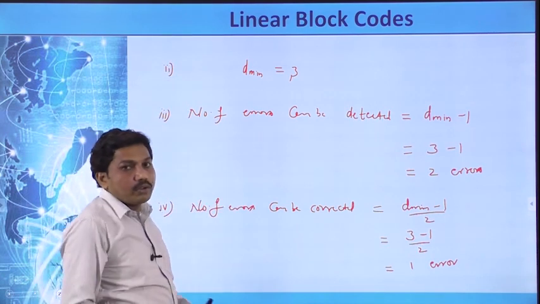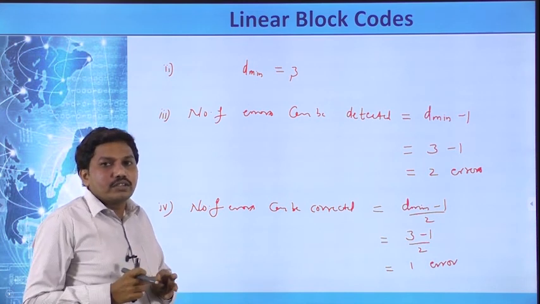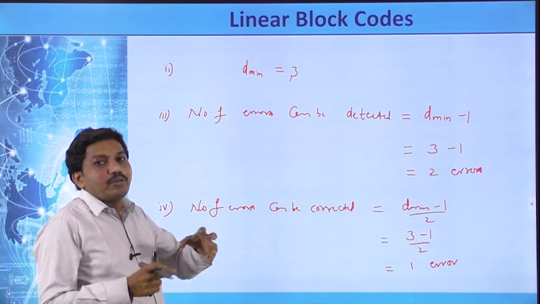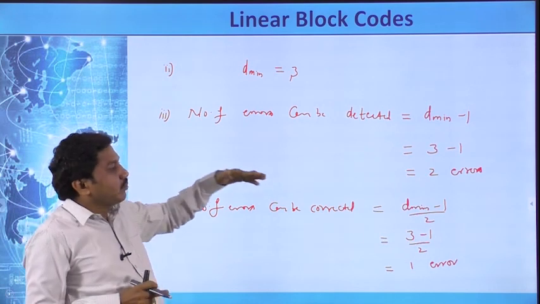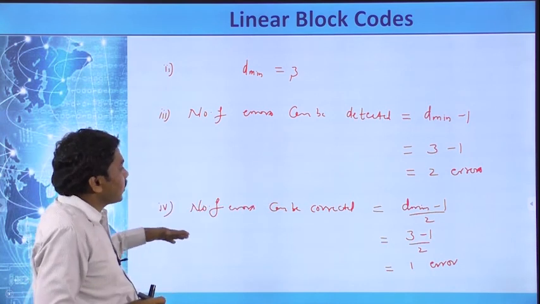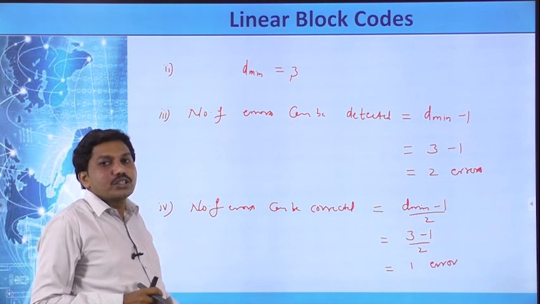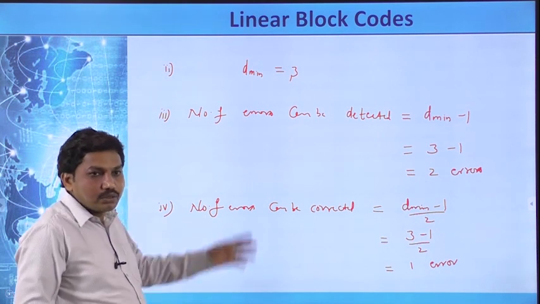So in this problem, the first one is to find all code words, that is C1, C2, C3 up to C8. The second part is the minimum Hamming distance, which is equal to 3. The third one is the number of errors that can be detected, equal to d minimum minus 1, that means 2 errors. The fourth one is the number of errors that can be corrected, which is equal to d minimum minus 1 by 2, which is nothing but 1 error. So that is the complete problem.